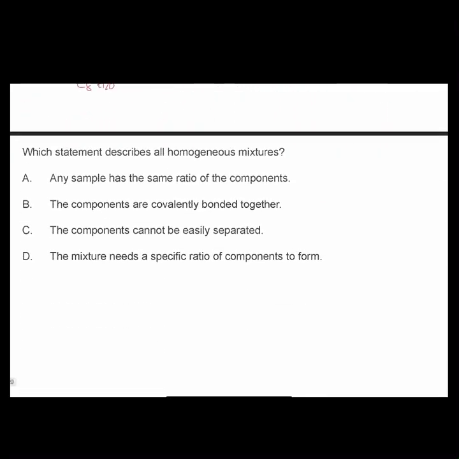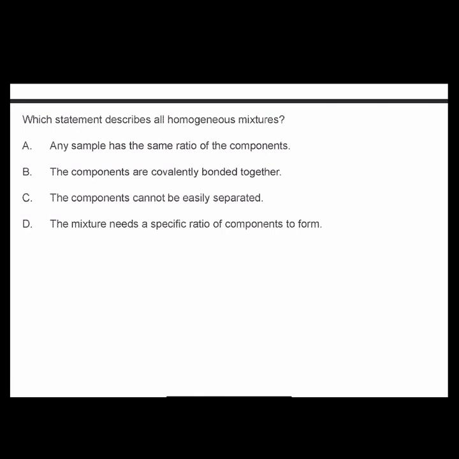Now moving on to the next one. Which statement describes a homogeneous substance? So this won't be the answer. A homogeneous mixture we can separate if there is a difference in boiling point, so this cannot be it either. Mixture needs a specific ratio of components to form. That's not true, because if you mix sugar and water, you can have different mixtures. And the last one, any sample has the same ratio of components. That is correct. Option A would be the answer to this question.